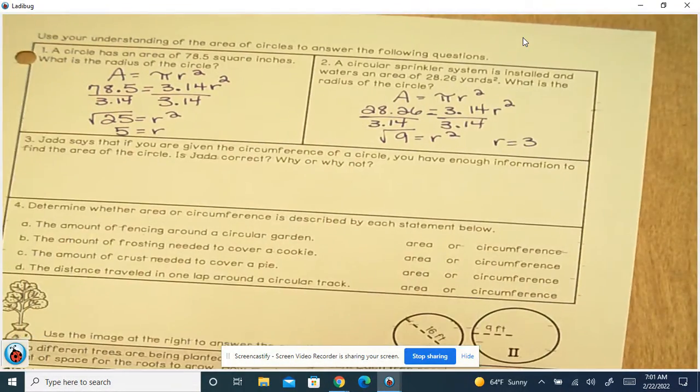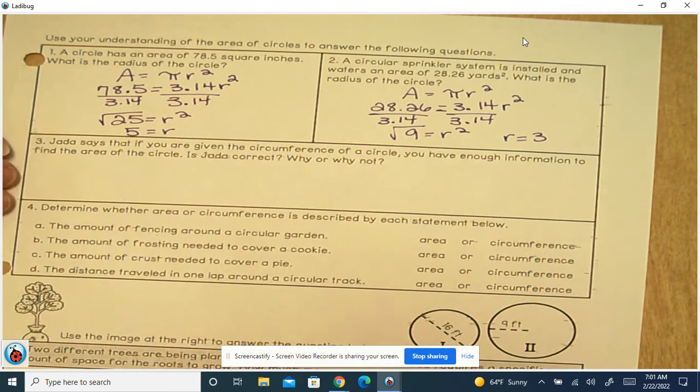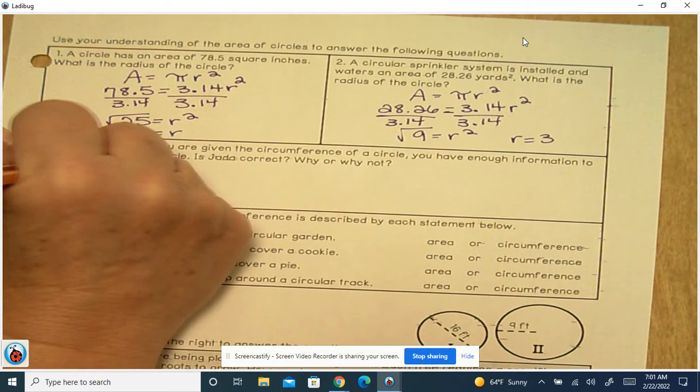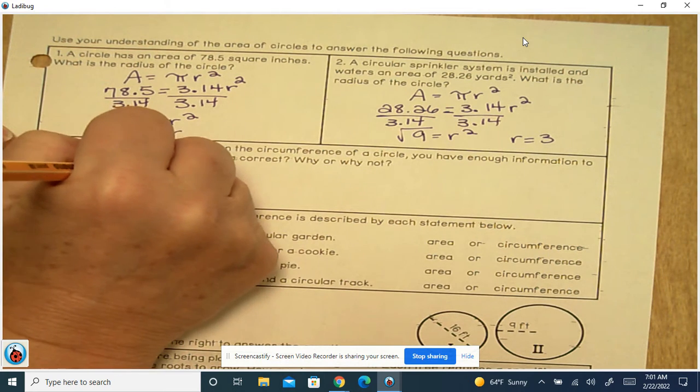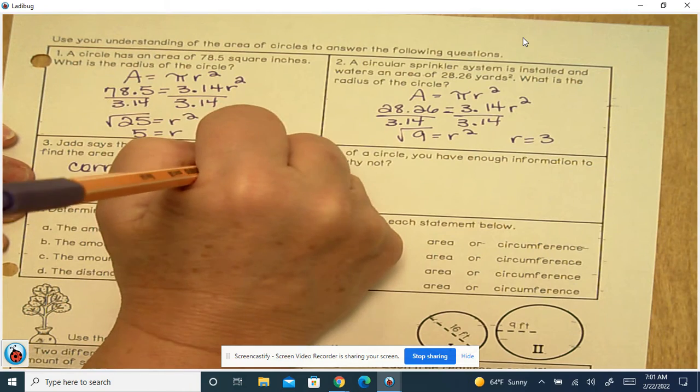The next one. Jada says if you are given the circumference of a circle, you have enough information to find the area of the circle. Is Jada correct? Why or why not? She is correct because you can work backwards.